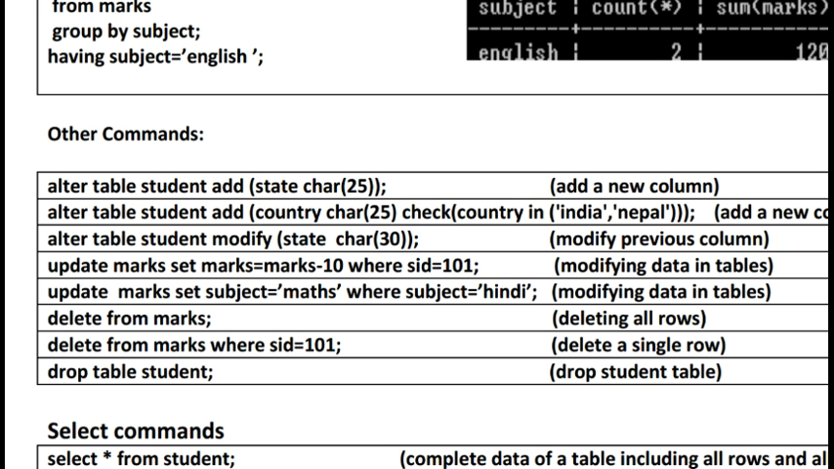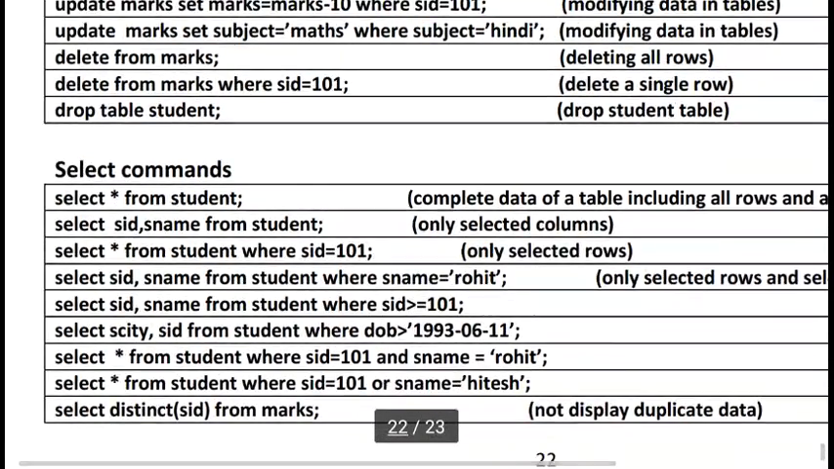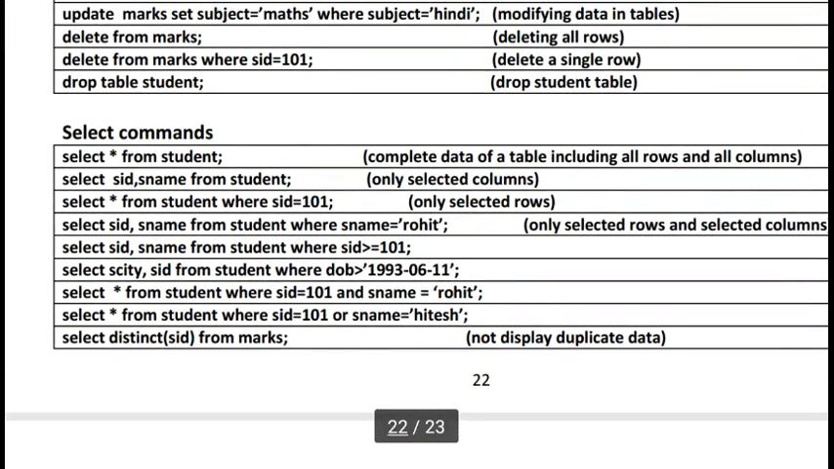DROP TABLE student. It will completely remove the student table from the database, including all columns and rows. That is the DROP command. Here are some important SELECT command examples, so you can easily remember the structure and syntax of a command.